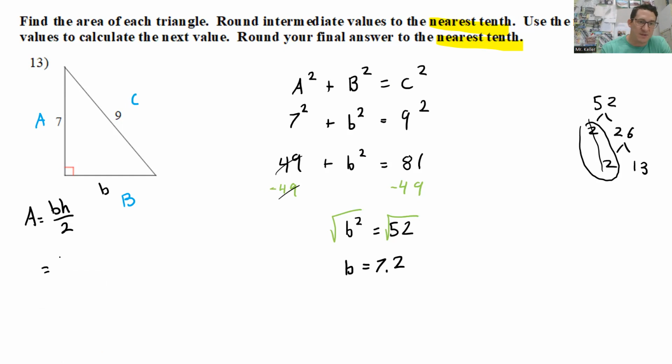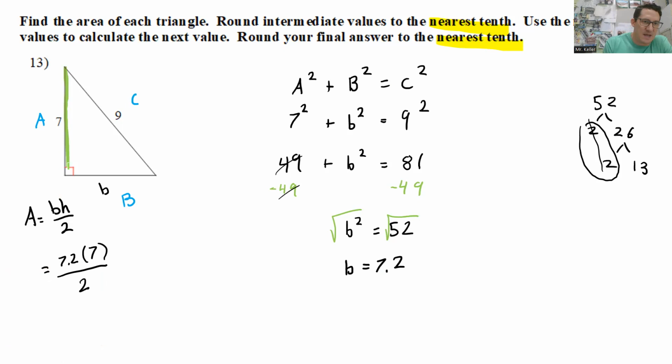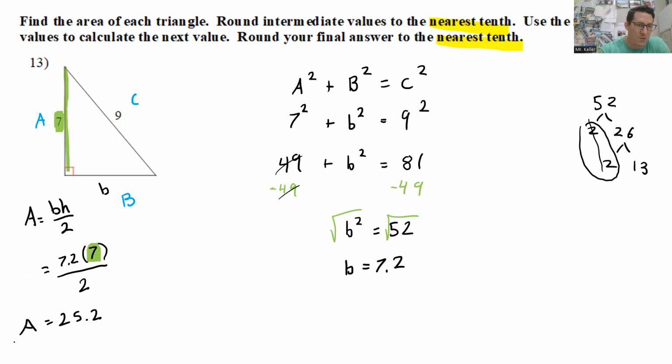So here I can just plug this stuff in. B is 7.2. The height is 7. And then divided by 2. Just to be clear, I'm going to highlight some things. The height is this side here. So that's where this 7 is coming from, and we found the base. So 7.2 times 7 divided by 2 is 25.2. And there we go. We're done.